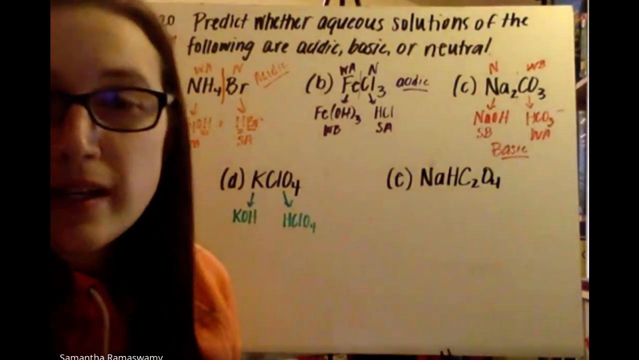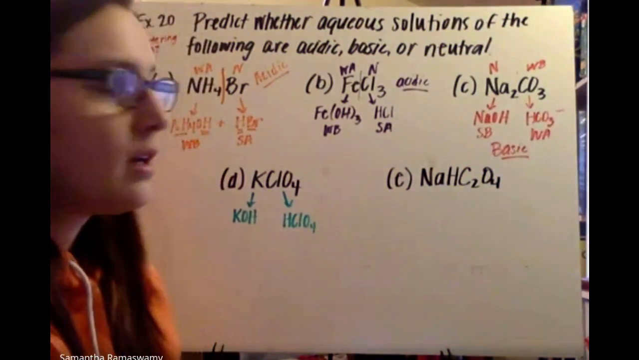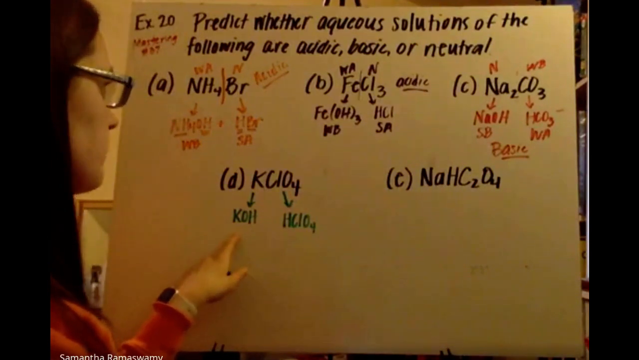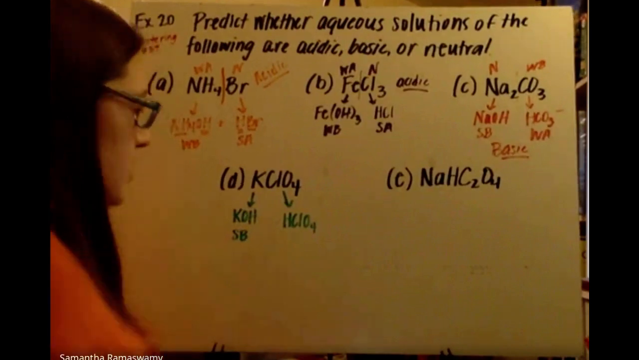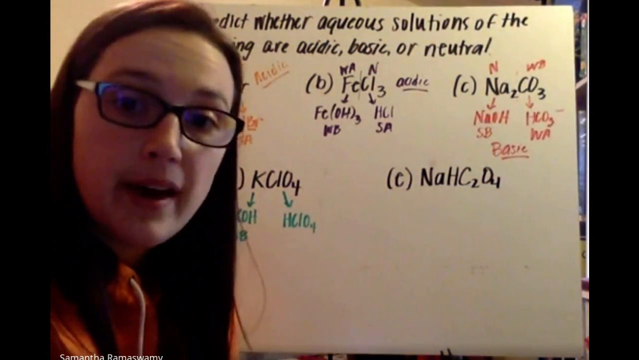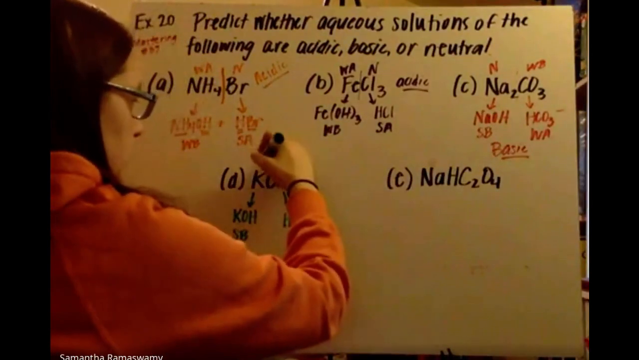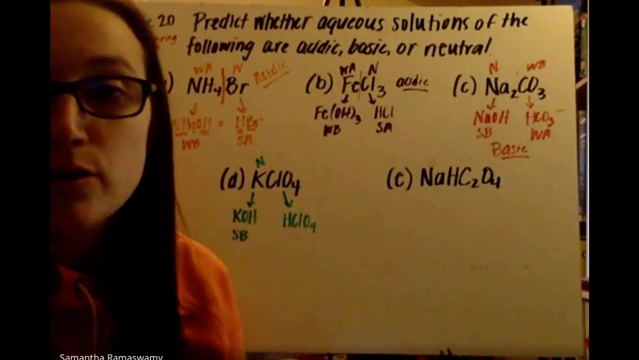So when you practice splitting it up, remember that the cation comes from a base, so you add OH. K comes from KOH. Potassium is part of that lowercase b, so KOH is a strong base. That means that K plus is neutral.